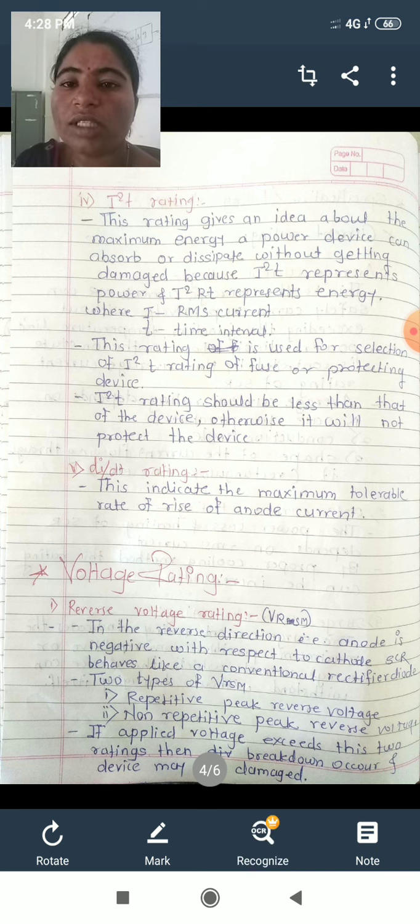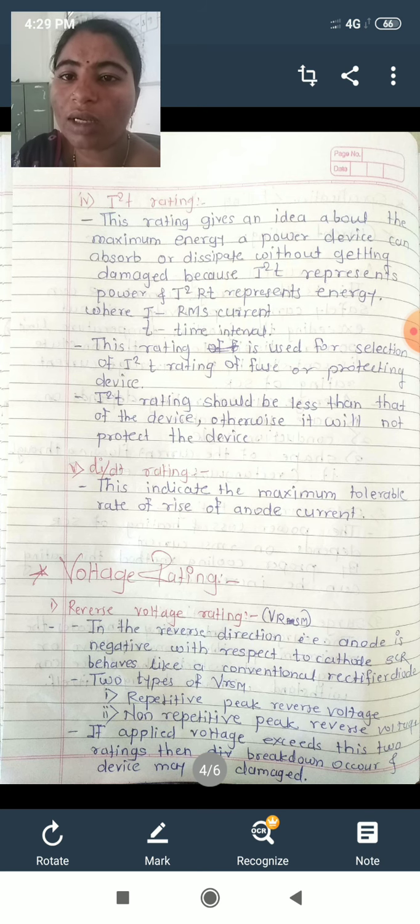Next, fourth is I square T rating. This rating gives an idea about the maximum energy the device can absorb or dissipate without getting damaged, because I square T represents the energy, where I is your RMS current and T is the time interval. This rating is used for selection of I square T rating of fuse or protecting device. I square T rating should be less than the device rating, otherwise it cannot protect your device.